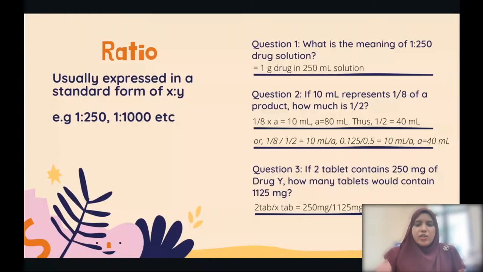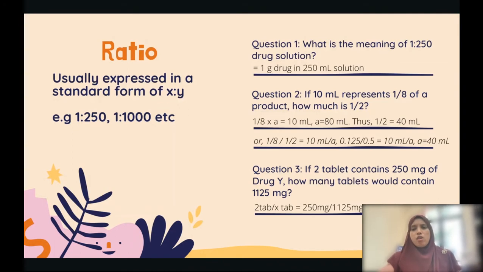Okay, let us continue. A ratio is usually expressed in the standard form of x to y. Okay, there's two dots there. So as an example, 1 to 250 or 1 to 1000, etc. So as an example, if you are asked what is the meaning of 1 to 250 drug solution, it means that there's 1 gram of drug in 250 ml of solution.